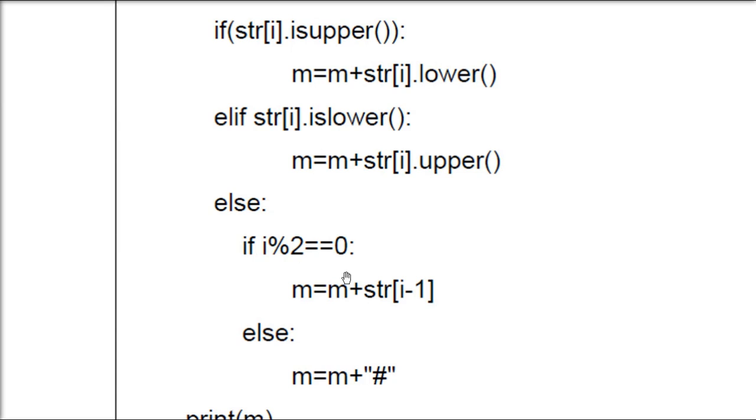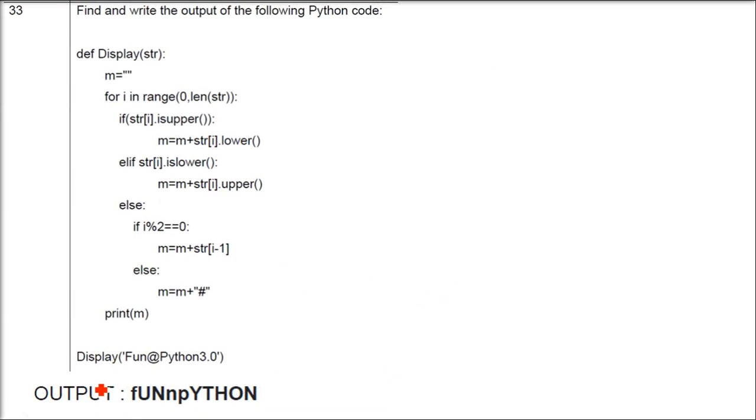That is, you are taking the particular index and you will use the previous index value here. And otherwise, if it is odd, you just put a hash. Okay. When I run it, then you understand. Let me just write it first. F U. This is very important.